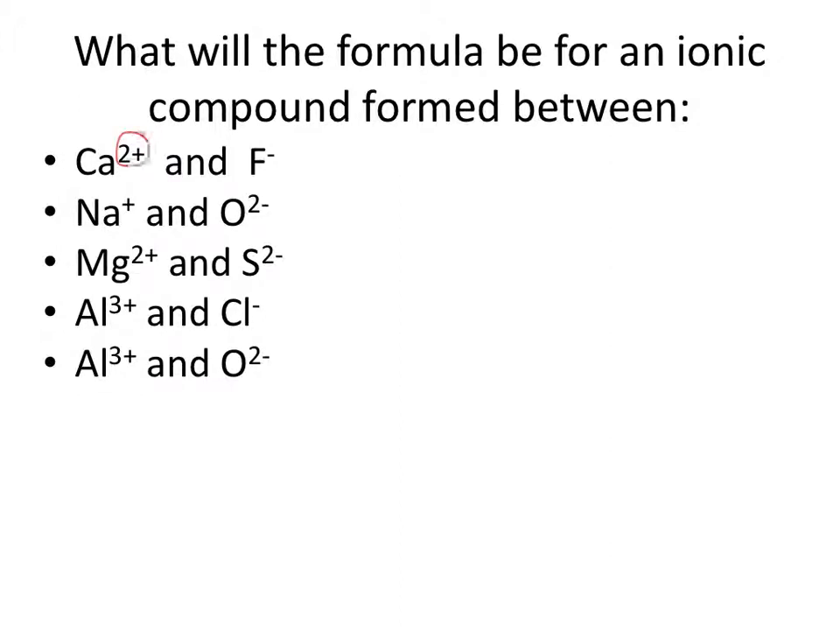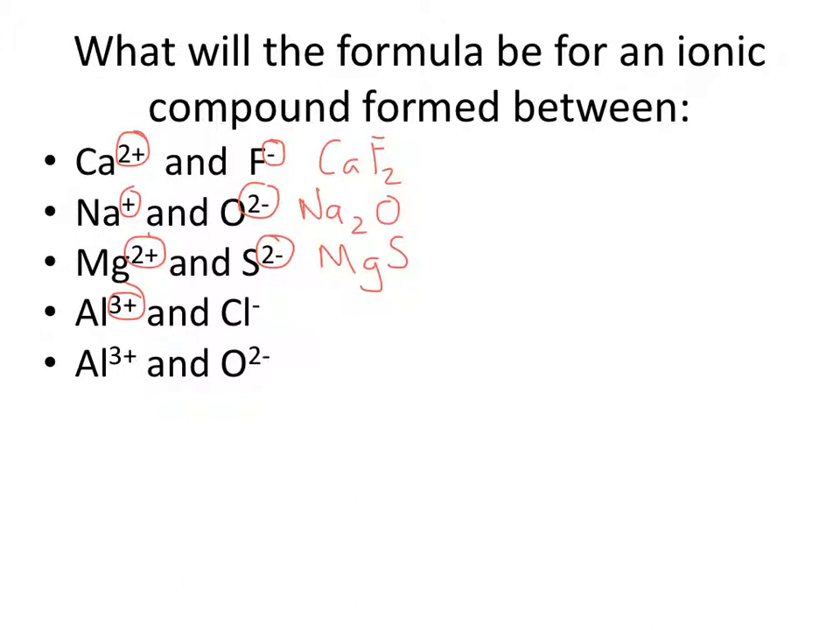Calcium has a 2 plus charge and fluorine has a 1 minus charge. So we're going to want 1 calcium with 2 fluorines to balance it out, and that's how we show it: CaF2. All right, now sodium 1 plus and oxygen 2 minus. So we're going to have Na2O. Magnesium has a 2 plus and sulfur has a 2 minus, so their charges are equal to each other, so we just need 1 of each, MgS.